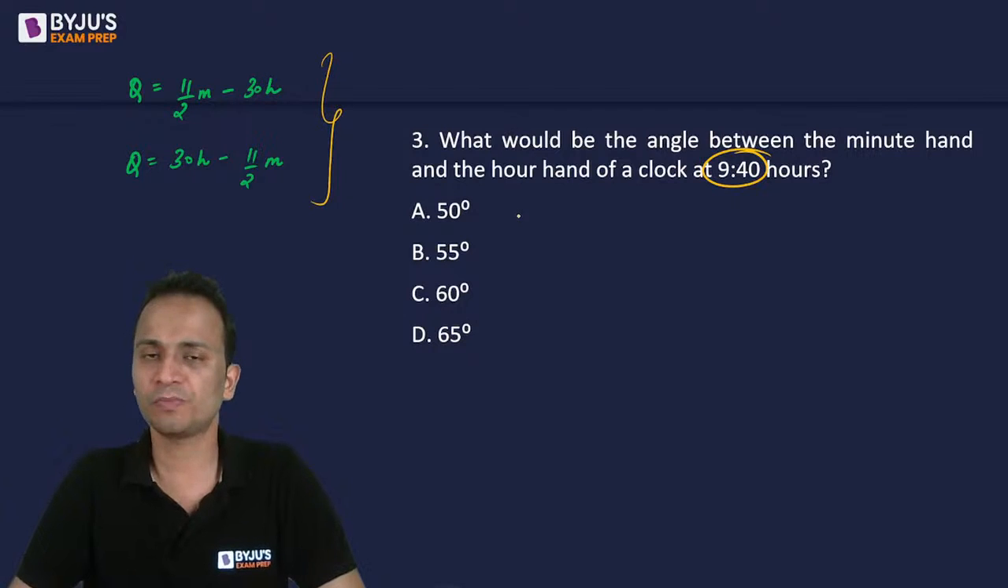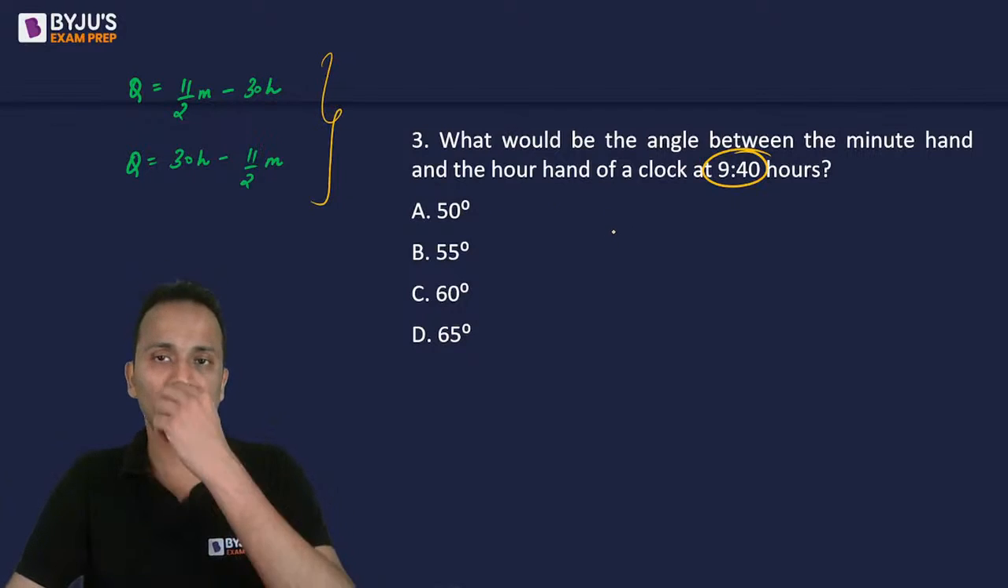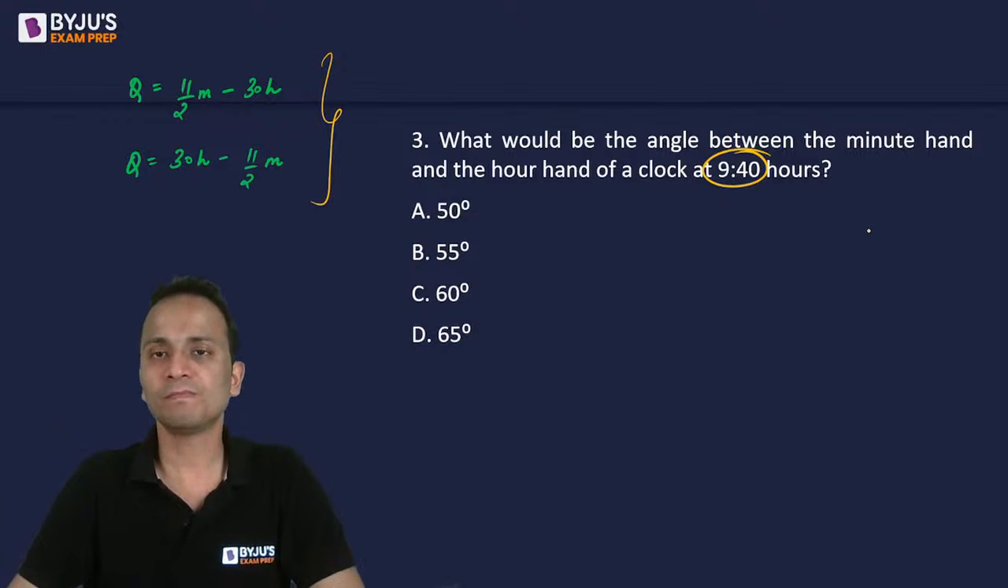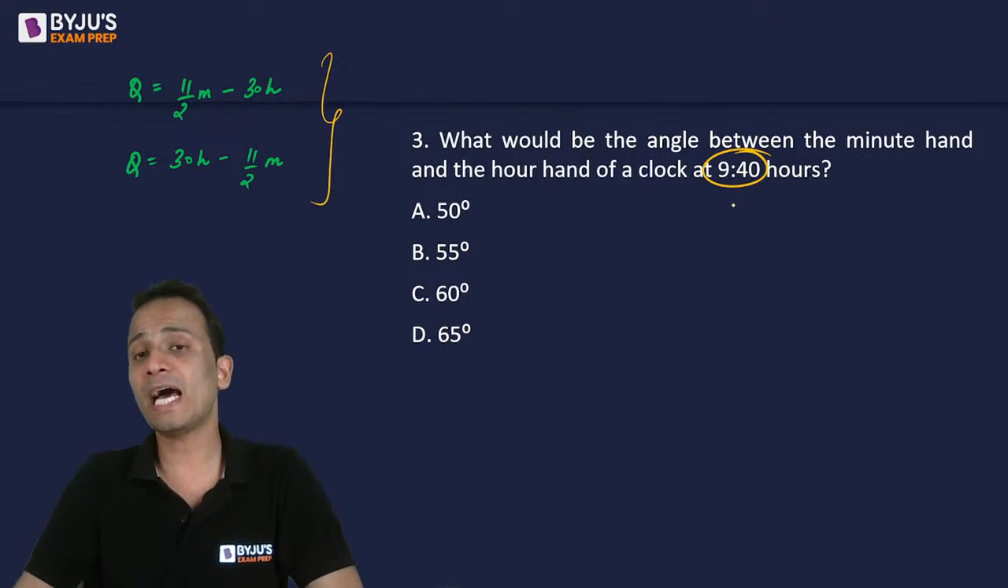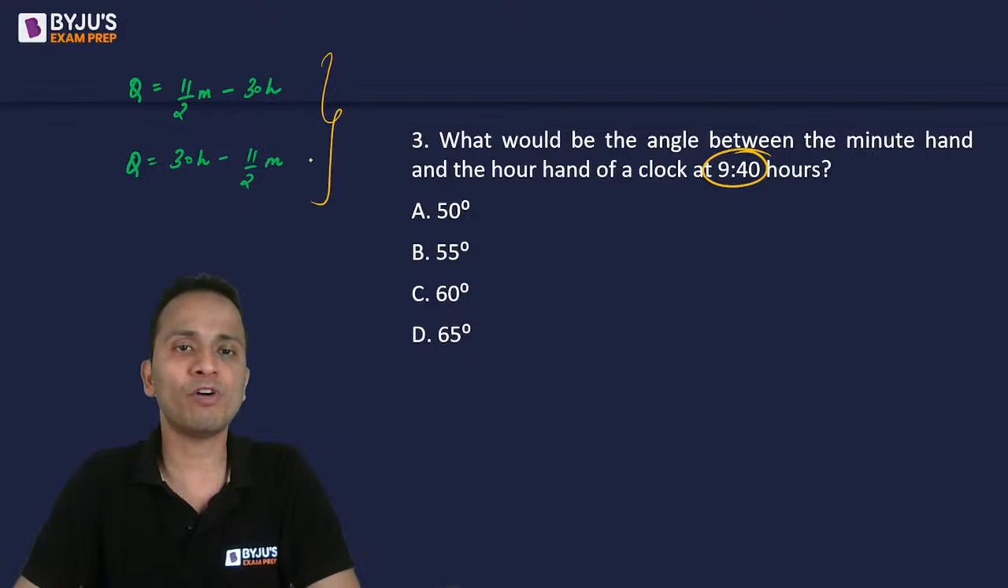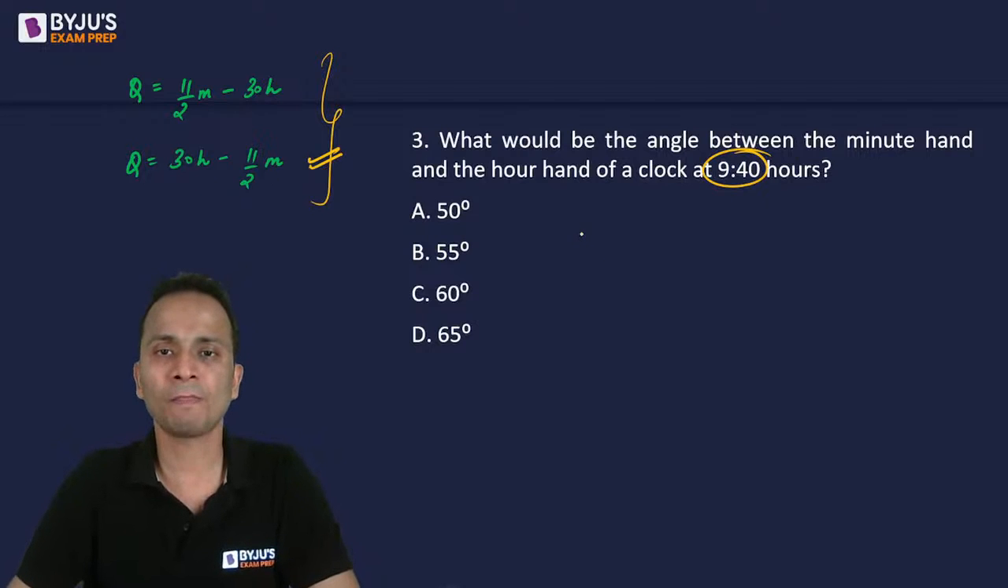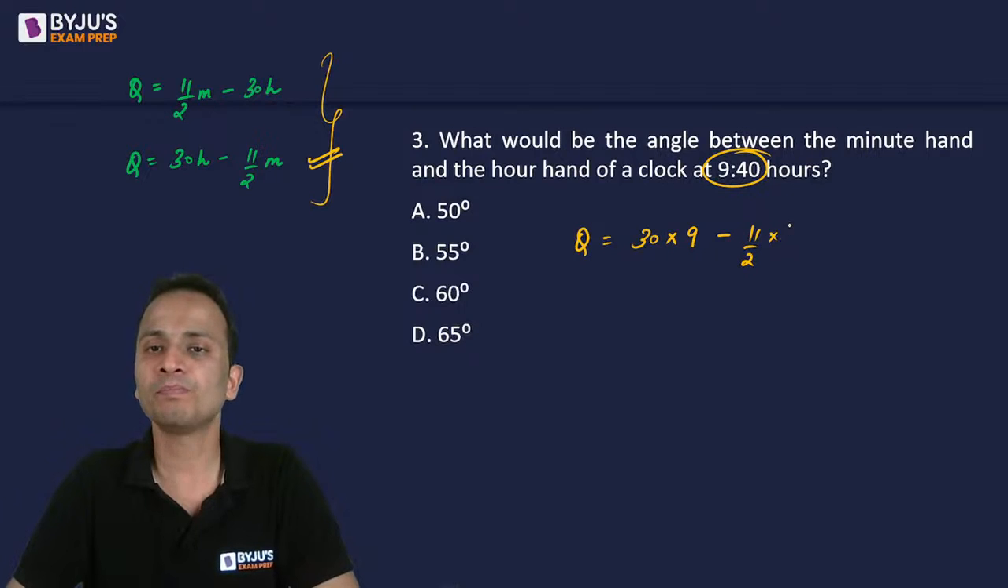Now, I need to find out the angle between the minute hand and the hour hand at 9:40. At 9:40, the minute hand will be ahead of the hour hand. So in the formula, we'll use the one in which the minute hand is after the hour. So I'll be using the second formula. Theta is the angle between the hands: 30 into h, where h is the number of hours, which is 9, minus 11 by 2 multiplied by m, which is the number of minutes in this time.